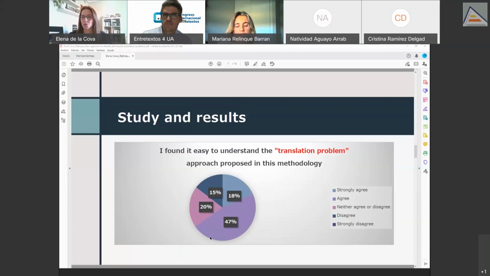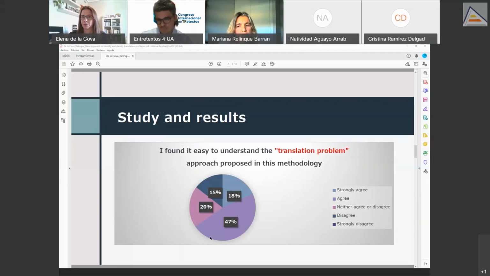The first question I wanted to mention here is where we asked them if it was easy for them to understand the translation problem approach proposed in the methodology. Here, most of them, 65% of the students, said that they easily understood the translation problem approach.